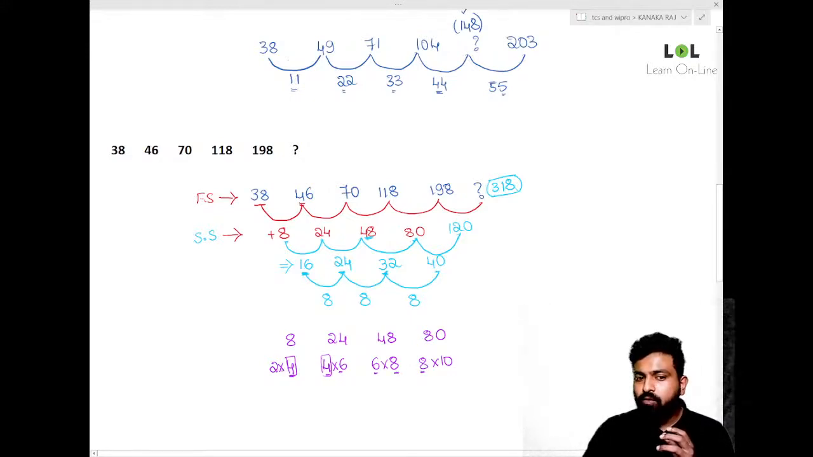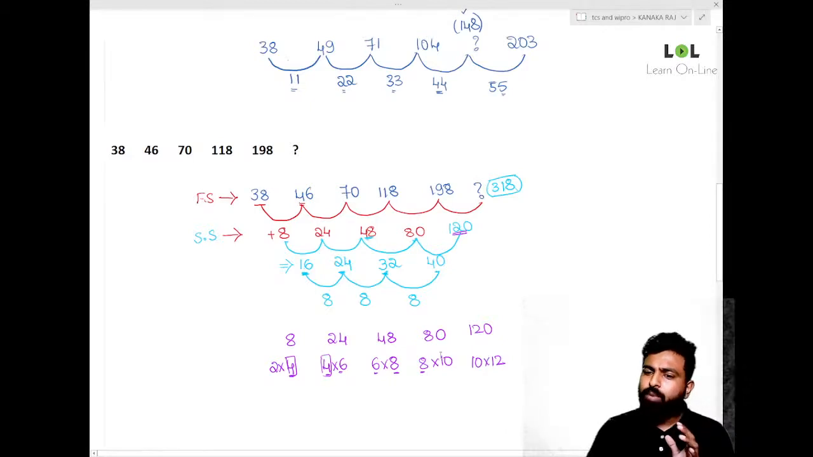Next, 2 into 4, the difference is 2. 4 into 6, difference is 2. 6 into 8, difference 2. 8 into 10, difference 2. Where should it start from? Next term, where should it start from? It should start from 10. The difference should be 2. 10 into 12, that is nothing but 120. You get this term directly, so you can get the answer. Yes, everybody understood this as well?